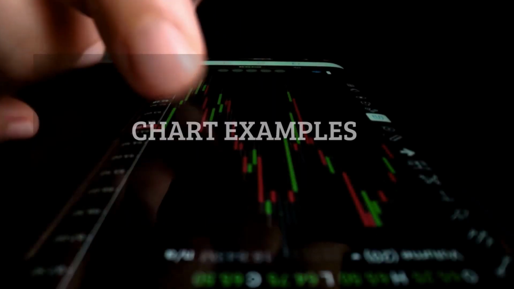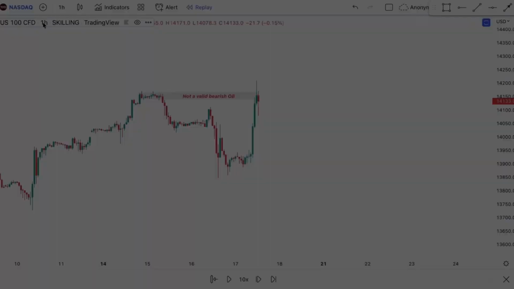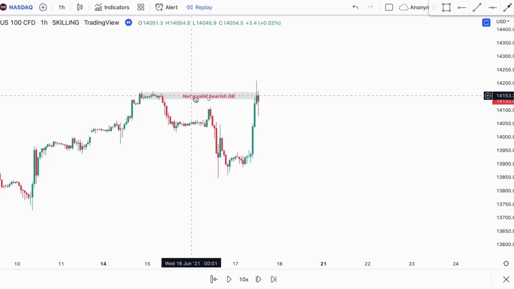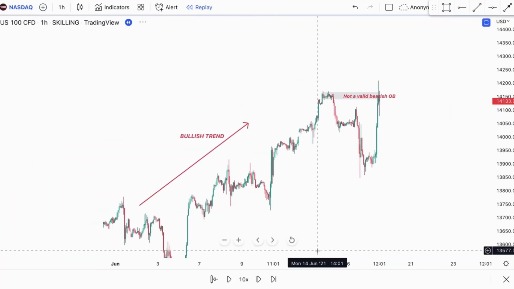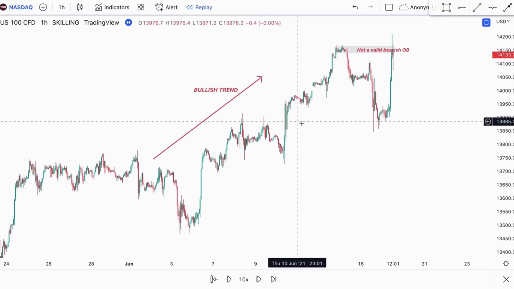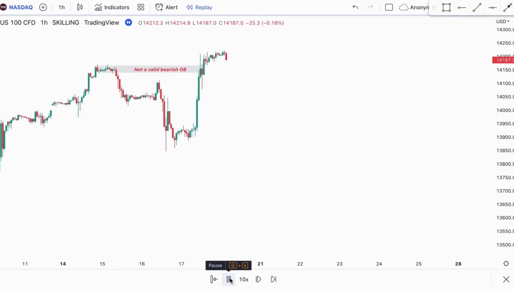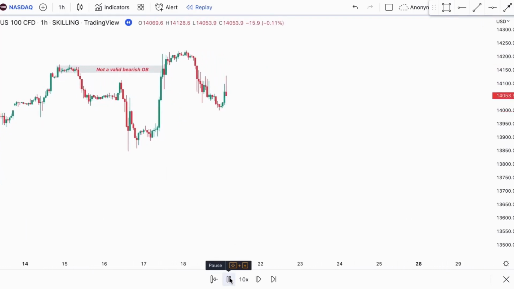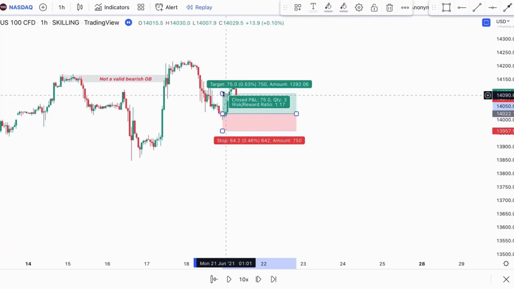Let's move on now to a chart example to clear things for you. We are using a 1-hour Nasdaq chart. You should not select the bearish order block as a point of interest because when you zoom out the chart, you will recognize that you are trading against a bullish trend. So here in this case, you just have to wait for the retracement to happen before taking a long position. The target will be at the level of the previous swing high.